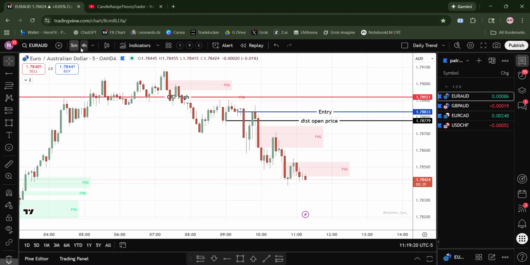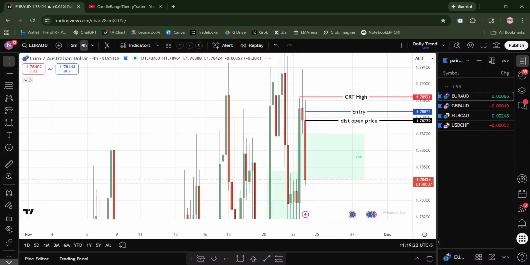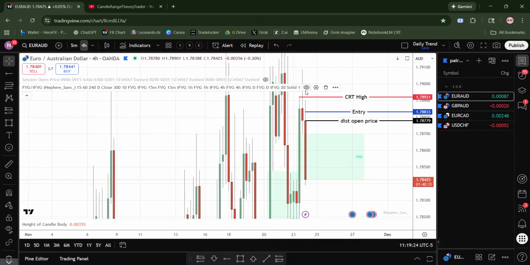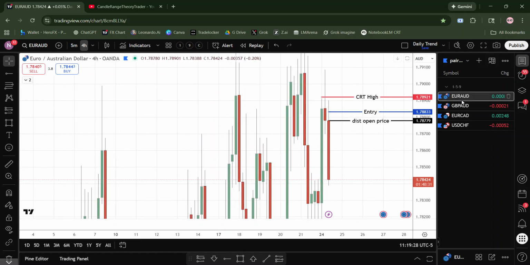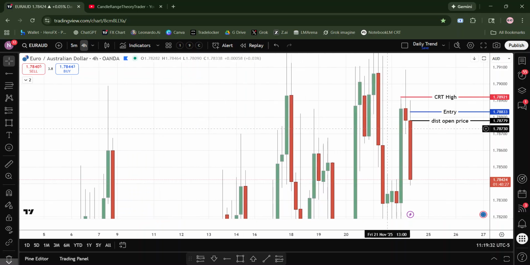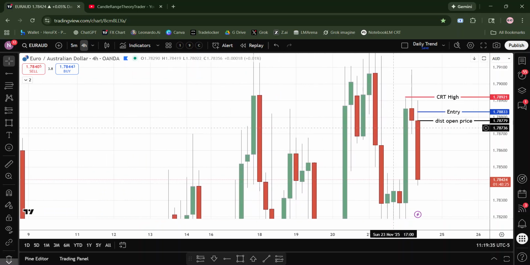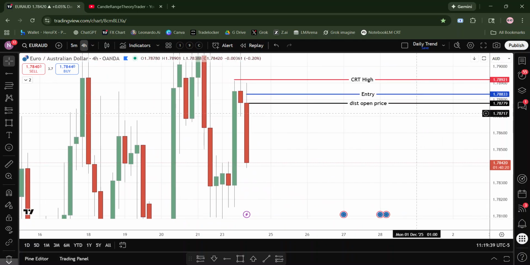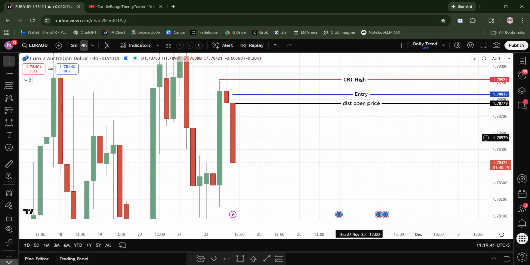All right, so we'll start at the top. So we go to the 4 hour. Let me get rid of the fair value gaps here. There we go. We were looking for a 159 pattern on Euro Aussie. So remember, the only candles I look at are just the 1, the 5, and the 9. That's it. It's the same thing over and over.